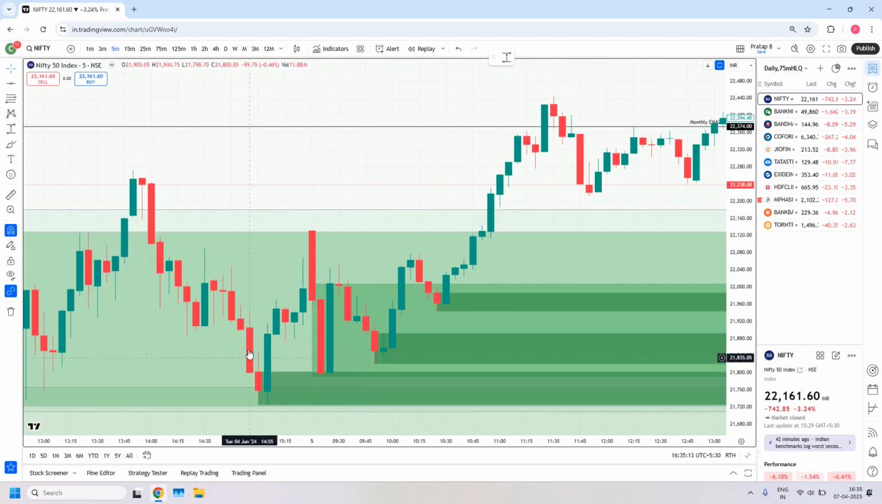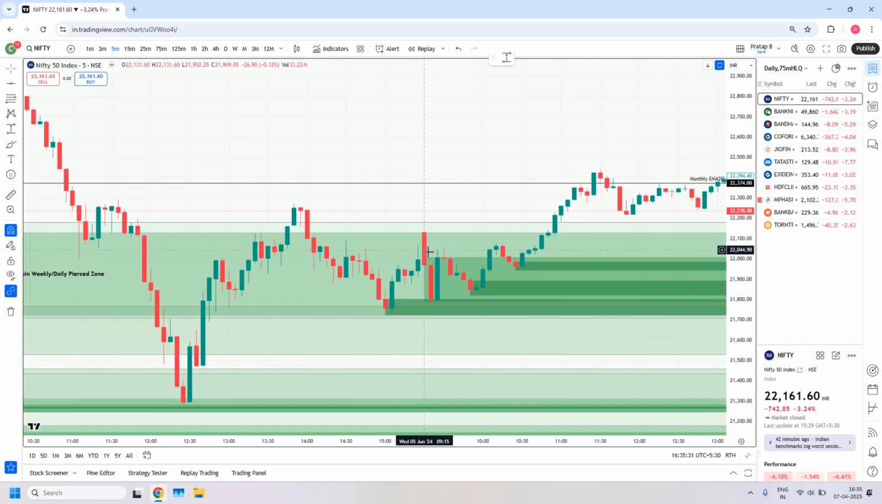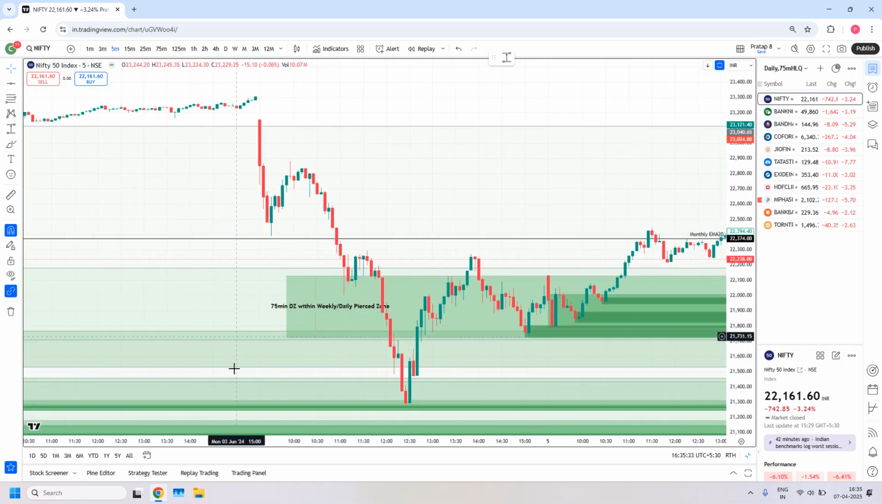What is this zone? This is the lower time frame zone. The drop-based rally is the lower time frame zone, which is the horizon for this entire 75 minute zone. And both these zones are created inside the pierced zone, the weekly pierced zone and the daily pierced zone. See, this is the daily pierced zone. This daily pierced zone is the horizon for this weekly zone. This is a weekly pierced zone. Everything happened on 4th June 2024, the elections declaration day.